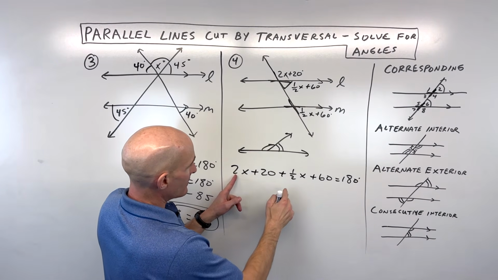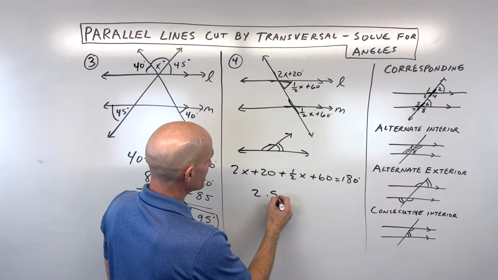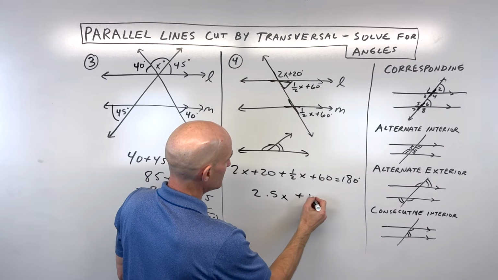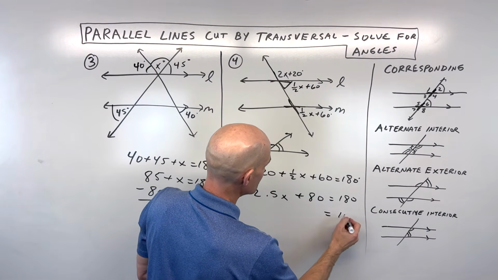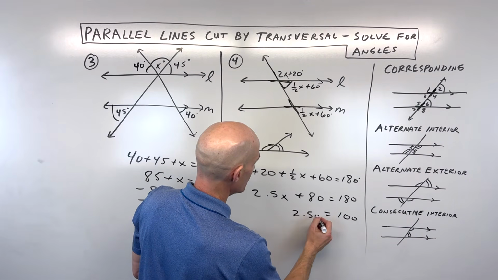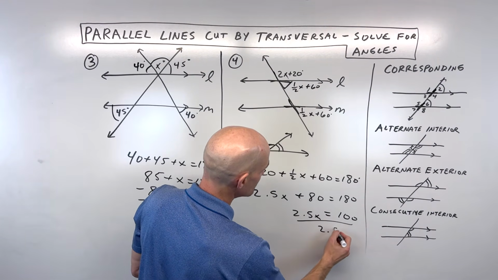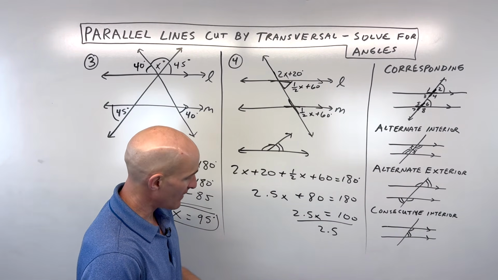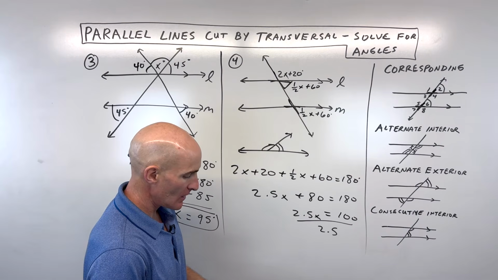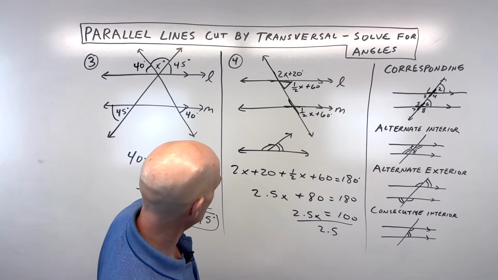So let's see, I'll call this 2.5x plus 80 is equal to 180. Let's subtract 80 from both sides. That's going to give us 100 equals 2.5x. Divide both sides by 2.5. And what's 100 divided by 2.5? Is it 40? Yeah, it's 40. So you got x is equal to 40, and you solved it.